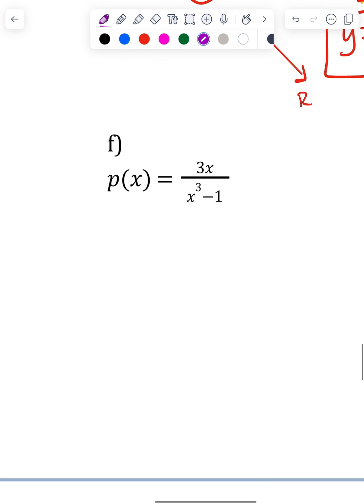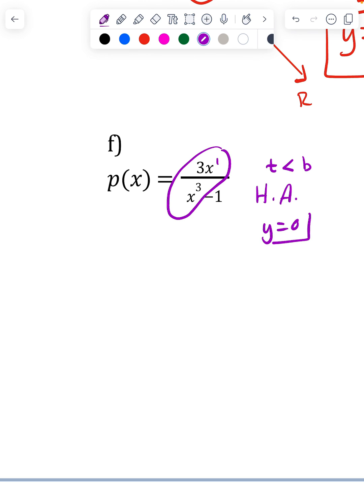All right, last one. Hopefully by now you're starting to catch on. This has a power of 1 and the bottom has a power of 3. So the top power is less than the bottom power. That is one of the times where we know we have a horizontal asymptote, and since the bottom is getting bigger faster, it will be located at y equals 0.